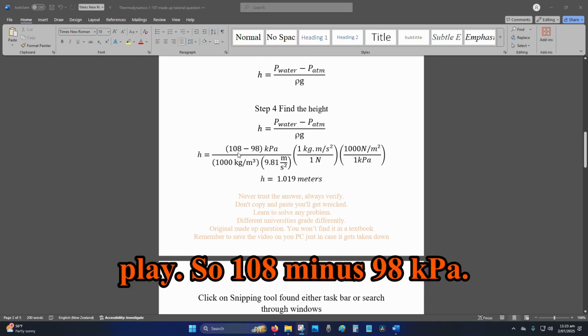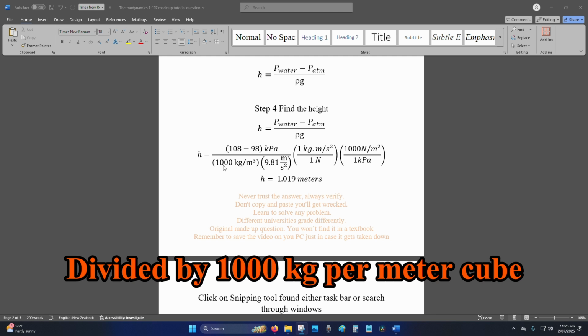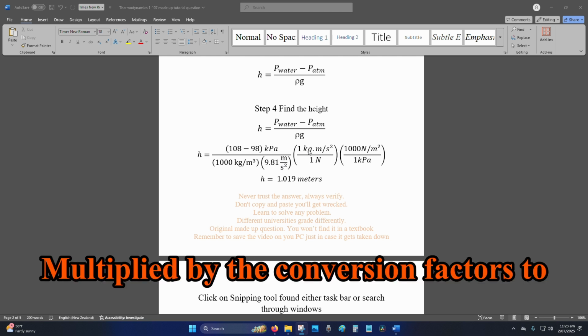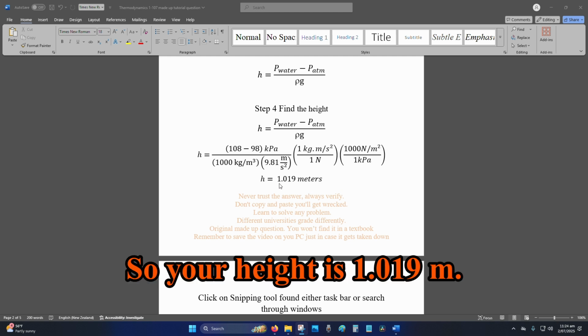Step 4, find the height. So we just plug and play. So 108 minus 98 kPa divided by 1000 kilograms per meter cubed multiplied by 9.81 meters per second squared multiplied by the conversion factors to get your units to meters. So your height is 1.019 meters.